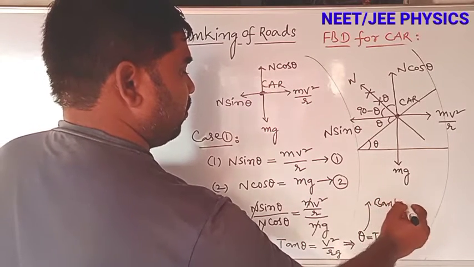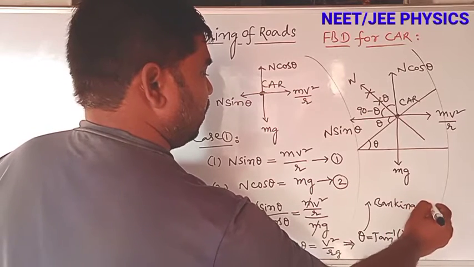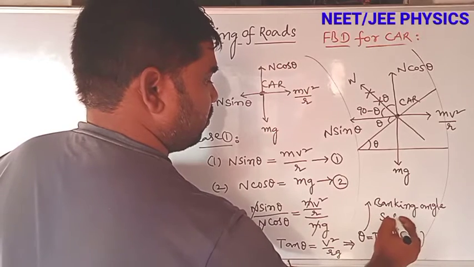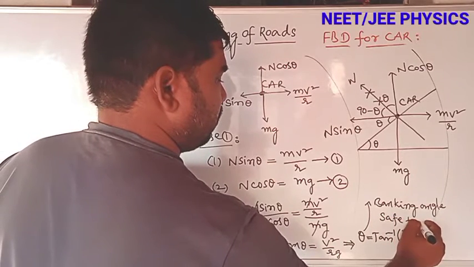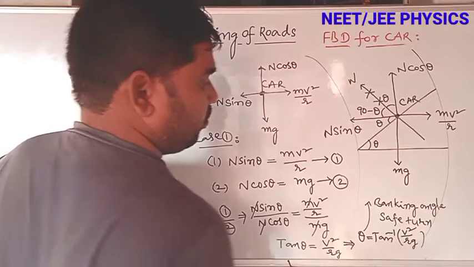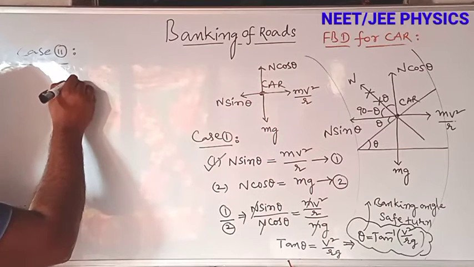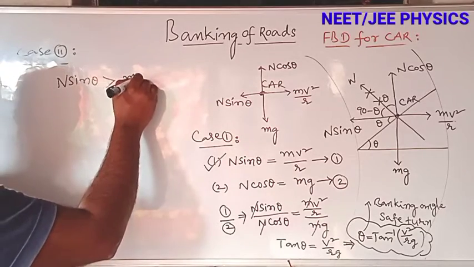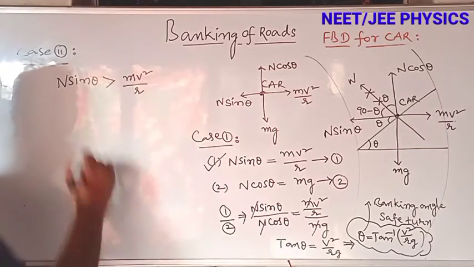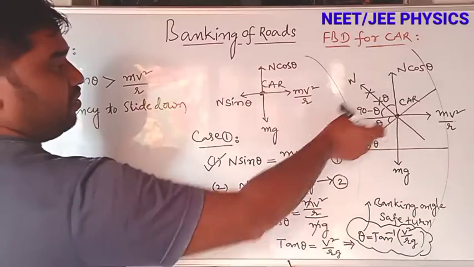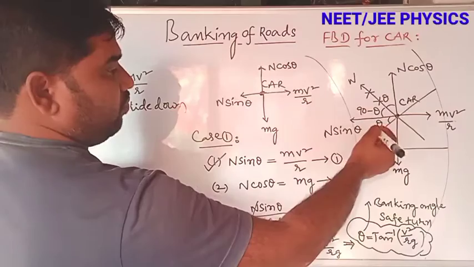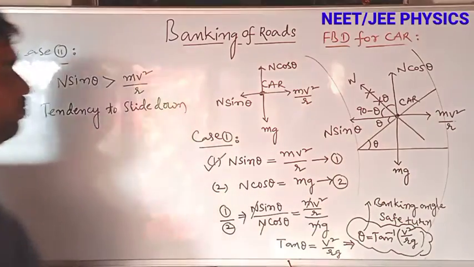Why are we using this theta? For getting a safe turn on the circular track. For a safe turn, the second case is N sin theta greater than mv square by r. N sin theta greater than mv square by r means the car slides down in the inward direction. At that time, the frictional force acts in the upward direction.